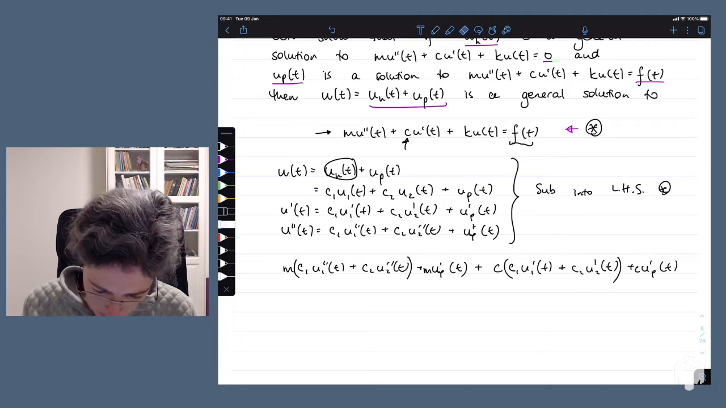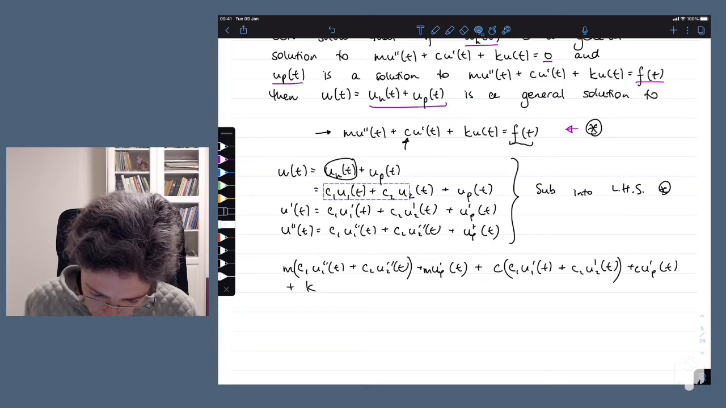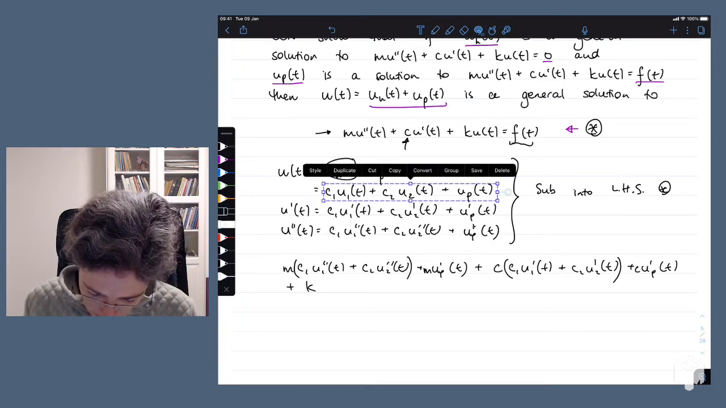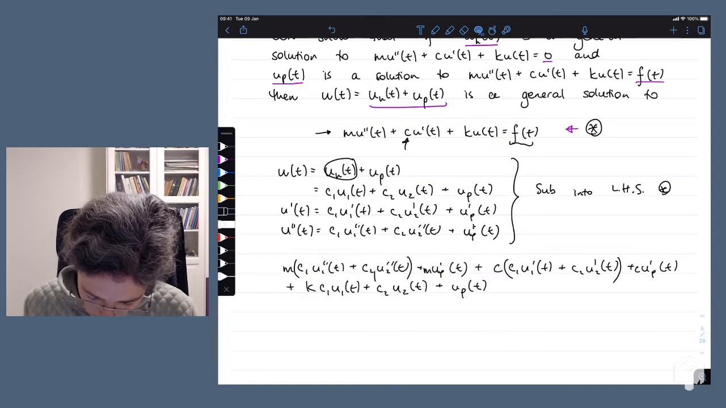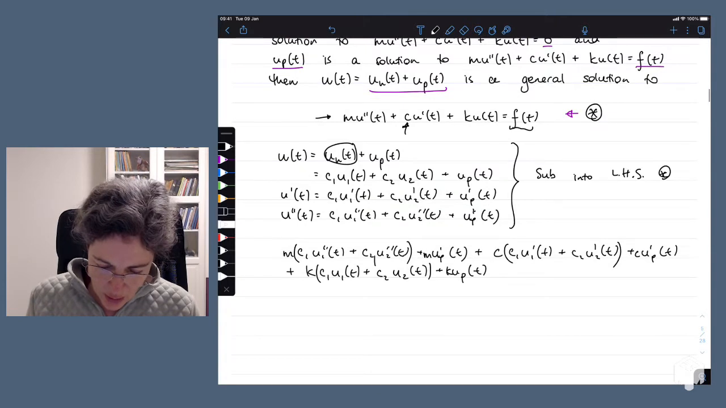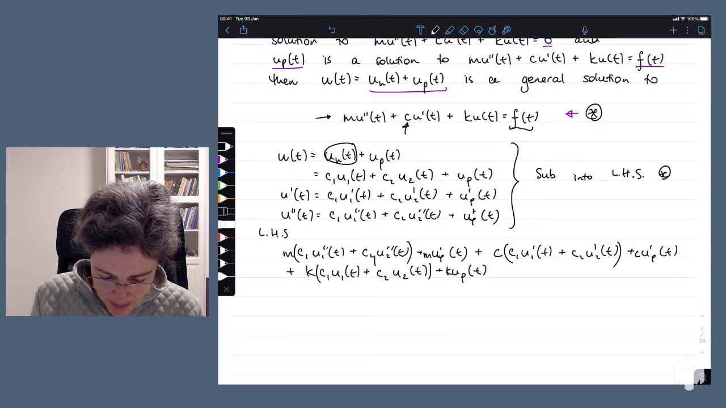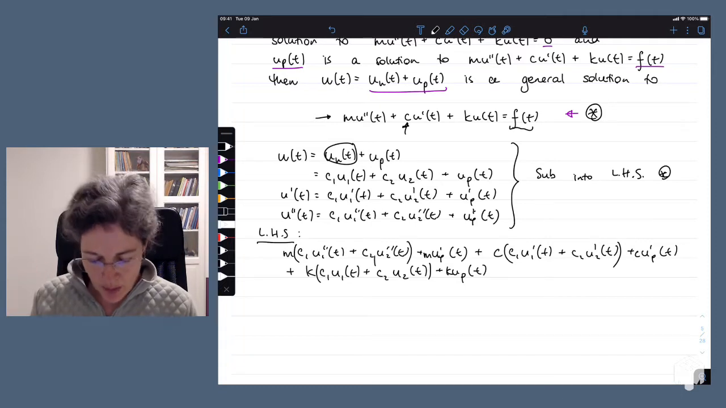Let's tidy this up. And then finally we've got to have plus k times our original bit over here. And again, I'm going to put the k in there, and we're good to go. Okay, so this is our left-hand side, and it looks like this. And now we can do a little bit of rearranging.